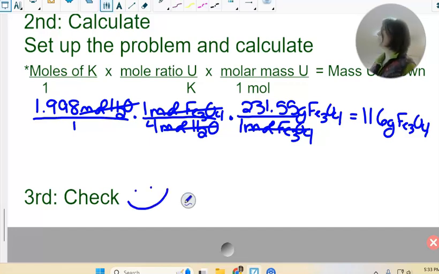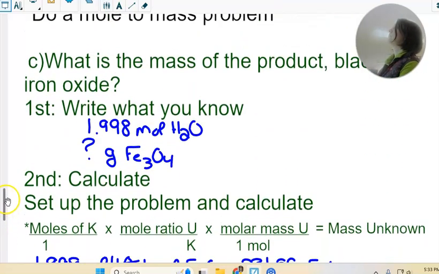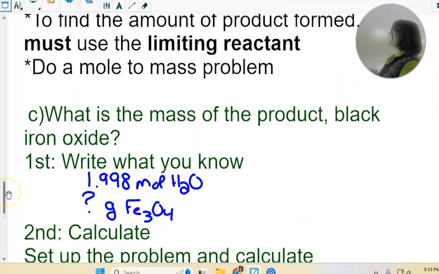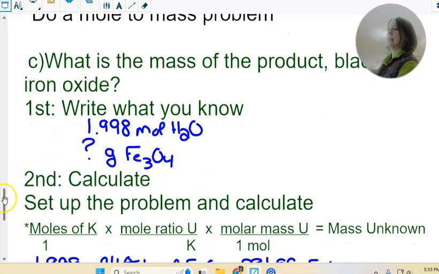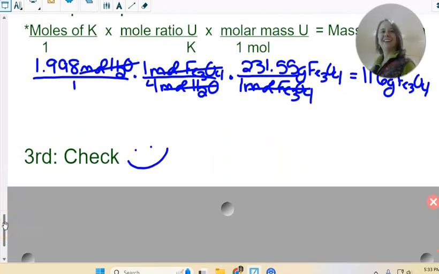Did we answer the question? Well, let's double check. What is the mass of the product, black iron oxide? We did. Good job.